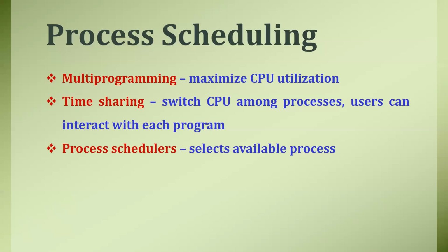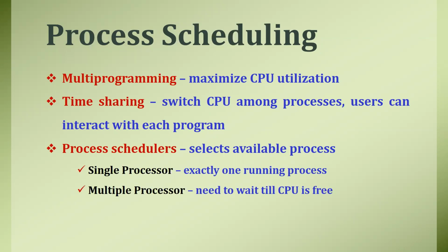To meet these objectives, the process scheduler selects an available process, possibly from a set of several available processes, for program execution on the CPU. For a single processor system, there will never be more than one running process. If there are more processes, the rest will have to wait until the CPU is free and can be rescheduled.